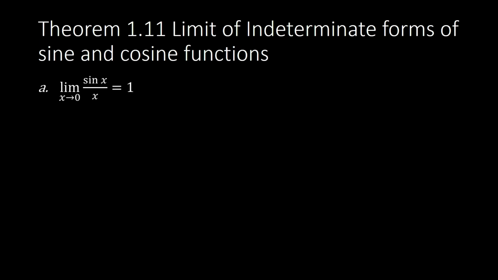Theorem 1.11, limit of indeterminate forms of sine and cosine functions. The limit of sine of x divided by x as x approaches 0 is equal to 1. The limit of 1 minus cosine of x divided by x as x approaches 0 is equal to 0. Let us apply what we know about the properties of limits.